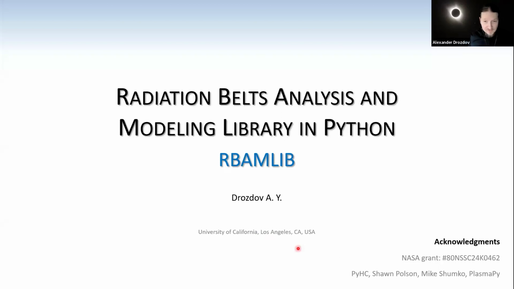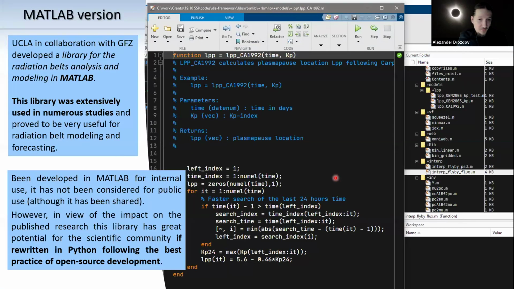The second project has just started. It's about a radiation belts analysis and modeling library in Python, or RBAM-lib. The motivation for this project came from a library that already existed. A similar library was built by UCLA in collaboration with GFZ in MATLAB, not in Python. Here you can see a screenshot of what we've done. But essentially, it was a mishmash of different people trying to work together because we needed some library for this.